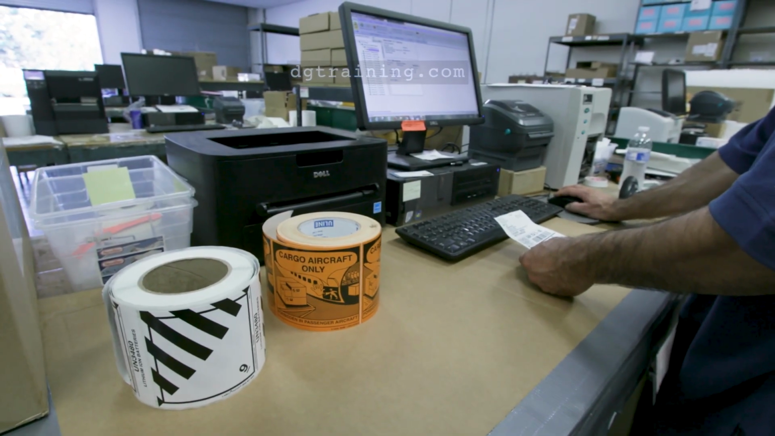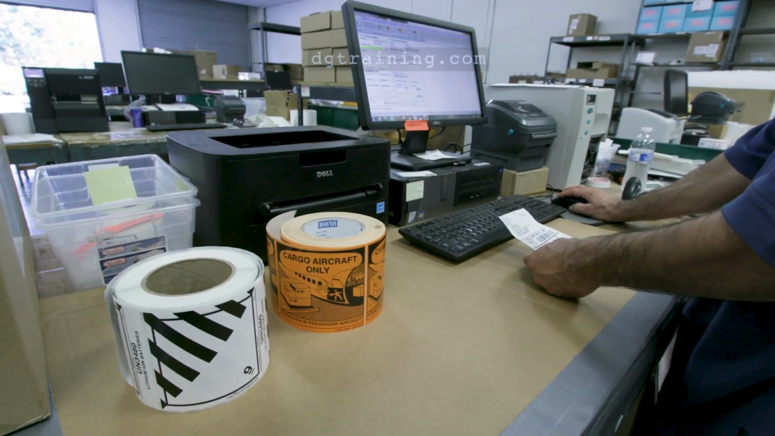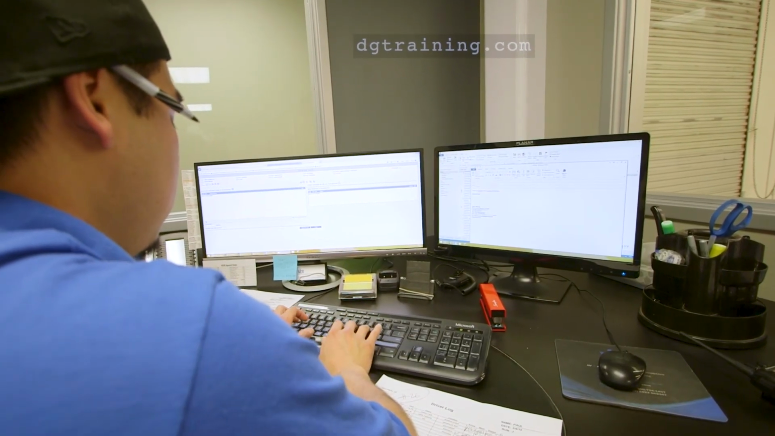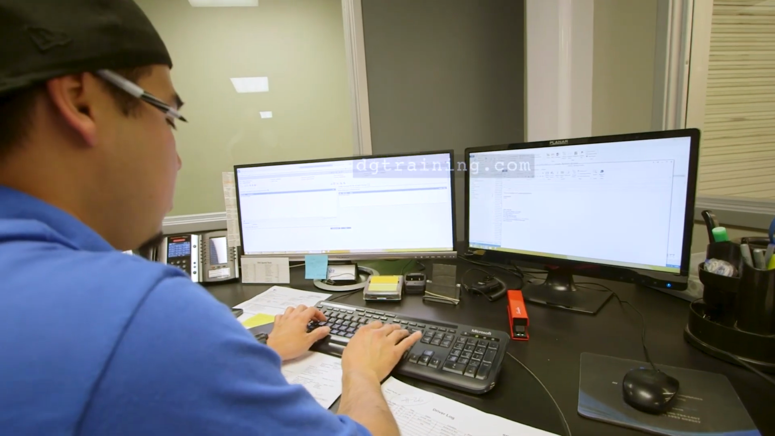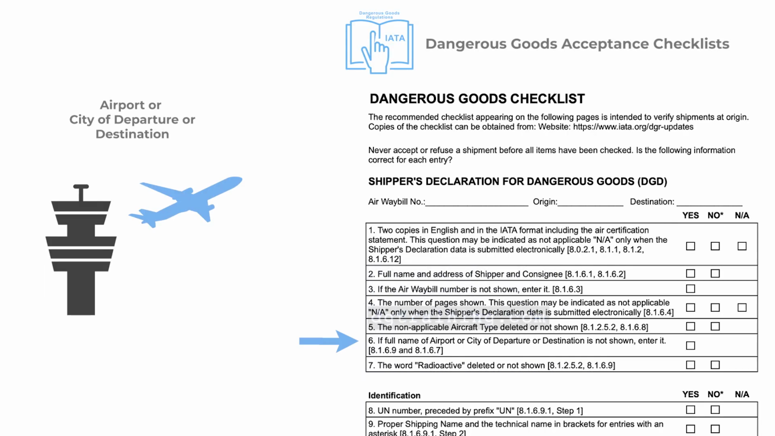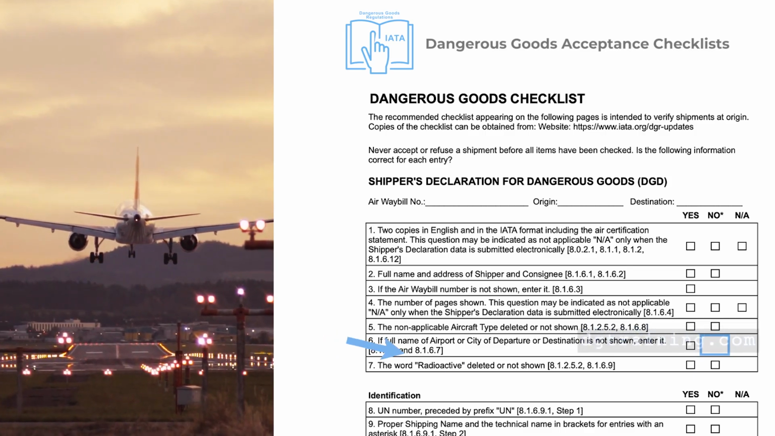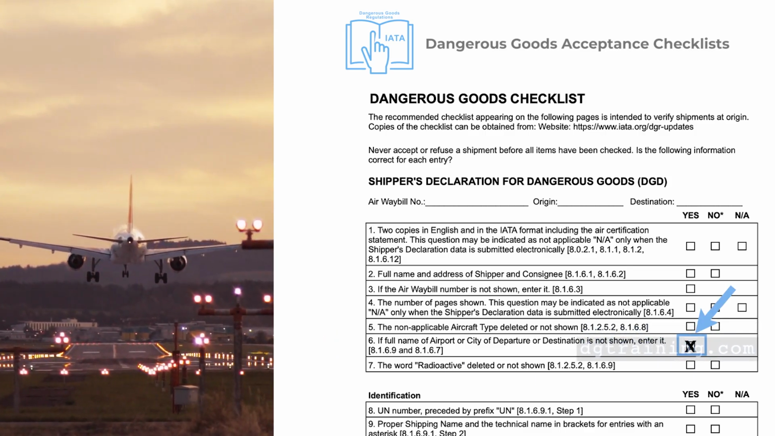Remember, sometimes a DGD may be filled out by hand, which makes it easy to cross something off, but on a computer you could just omit the non-applicable aircraft type. The checklist item for the full name and airport or city of departure or destination does not have a no box, so it simply means that if it's not there, the carrier or someone needs to fill in that information and then check yes for this item.